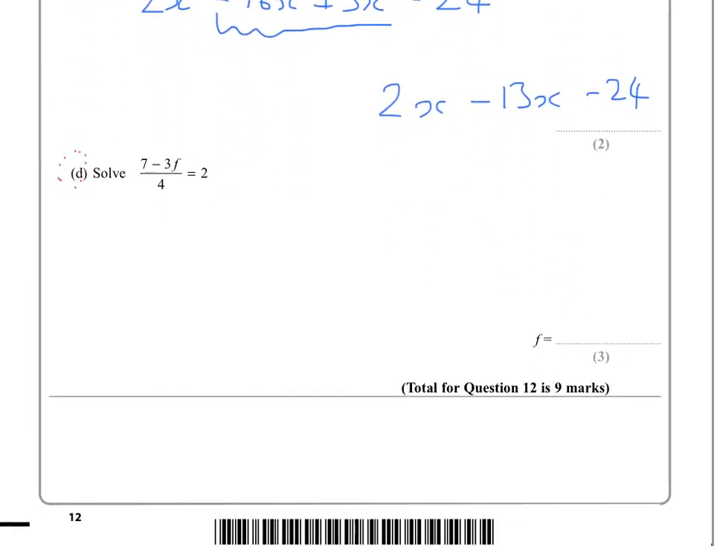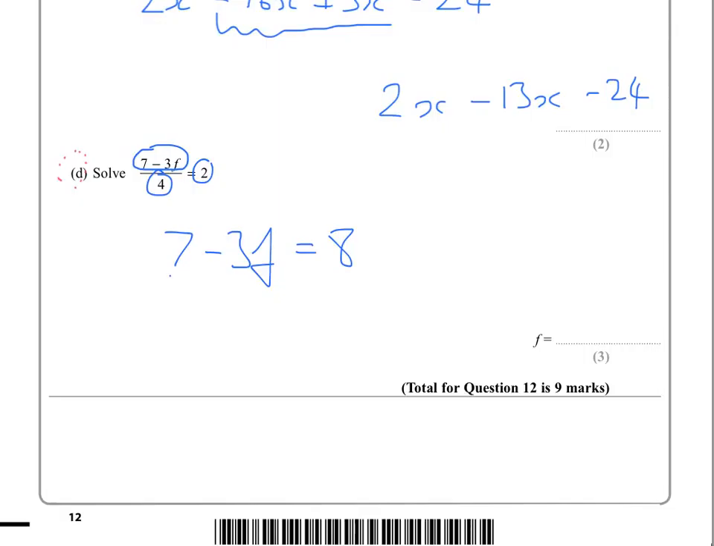Part D, really, I'd be surprised if we managed to get marks on this, but we might just be able to, because this is something divided by 4 is 2. So something divided by 4 is 2. That something must have been 8. So that something is 7 minus 3f is 8. And if we work from there, then we will get to the answer.